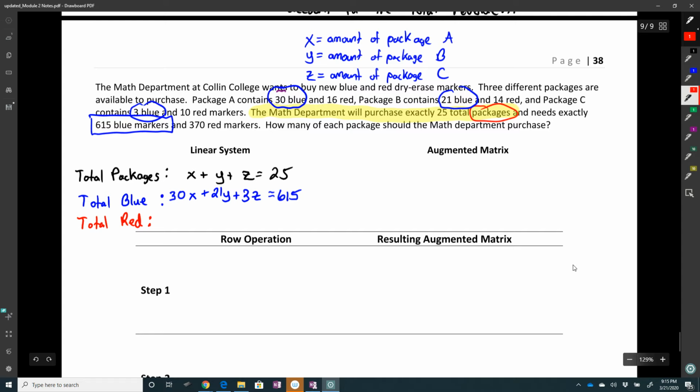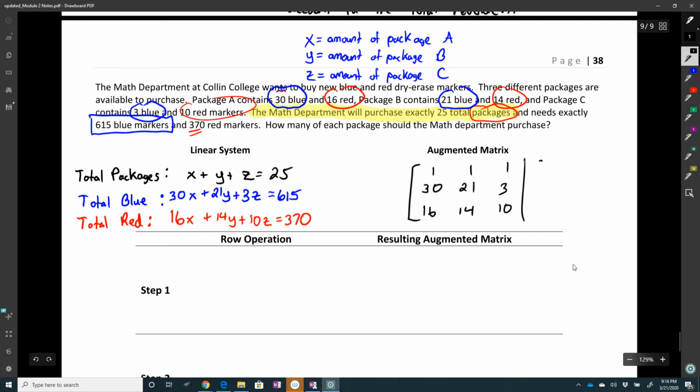For the red, we have 16 red, 14 red, 10 red, adds up to 370. So 16x plus 14y plus 10z is equal to 370. So my augmented matrix for this is going to be, going down each column, 1, 30, 16, 1, 21, 14, 1, 3, 10, 25, 615, 370.